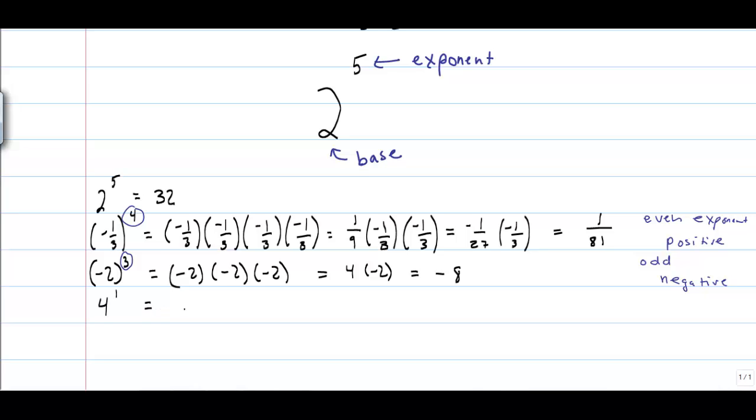And anything to the first power is just itself. So 4 to the first power is just 4.